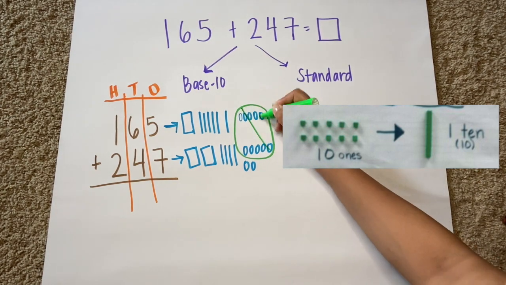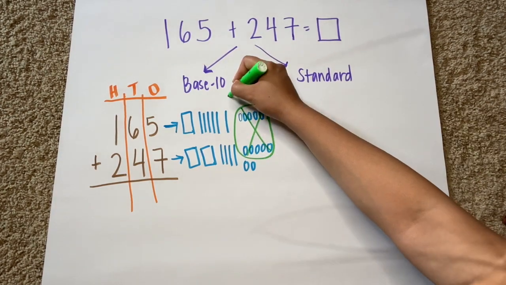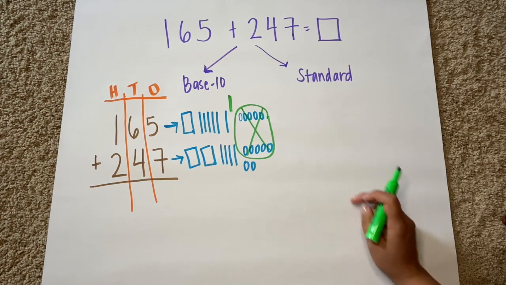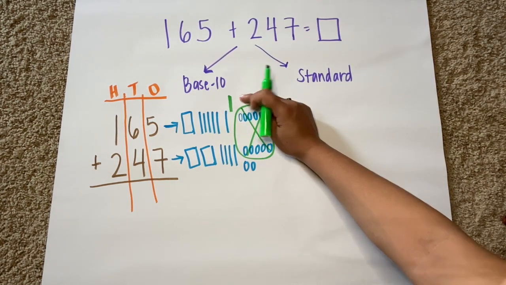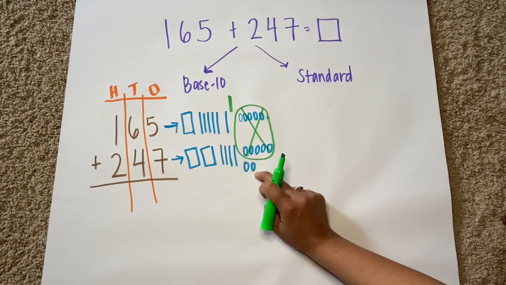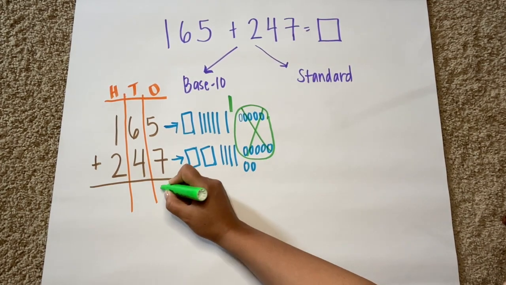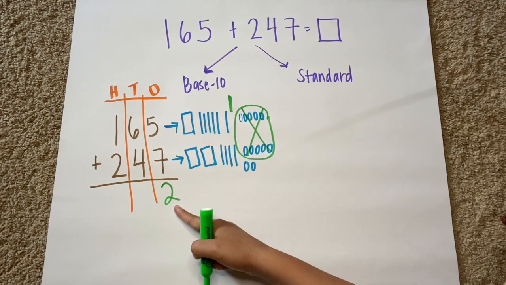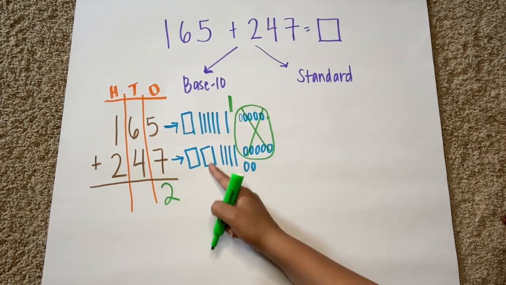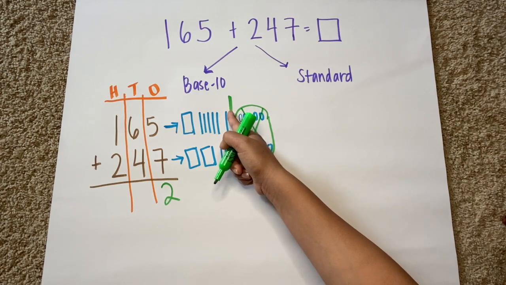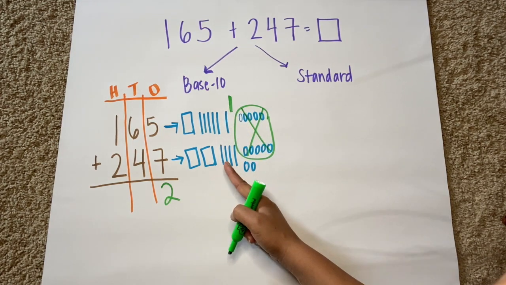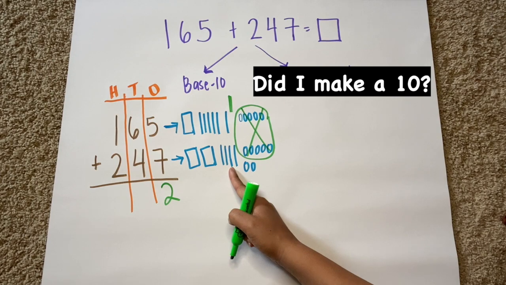So I'm going to cross out my 10 ones cubes and add a 10 stick. Remember, 10 ones cubes is the same value as 1 10 stick. Now I only have 2 ones cubes left over, and I can have the number 2 in the ones place. Now let's add the tens. 1, 2, 3, 4, 5, 6, 7. Don't forget the one you regrouped. 8, 9, 10. Did I make a 10? Did I make 10 10 sticks?